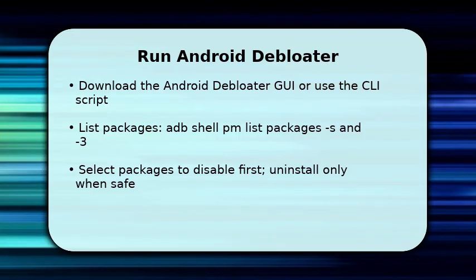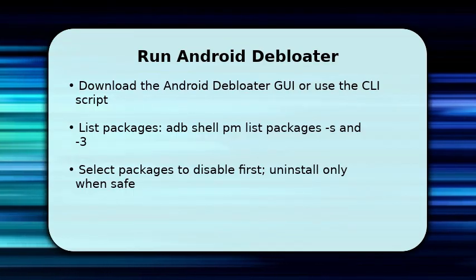Once you see packages, disable non-essential system apps first so you can test stability. Disabling is reversible while uninstalling is not. Make selections, then apply changes via adb commands that the tool issues.